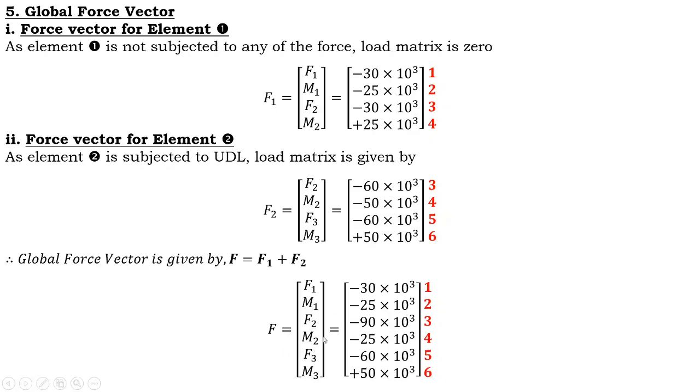Here I will add the two values of F2, because I have two values of F2, minus 30 and minus 60, it will become minus 90. Similarly, I have the two values of M2, that is plus 25 and minus 50, so it will be minus 25. So the value of M2 is minus 25, and the remaining F1, M1 are minus 30, minus 25 as they are, and for F3, M3 minus 60, plus 60 as they are. So this is my global force vector.